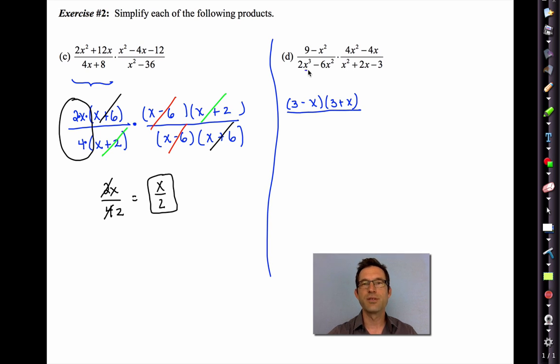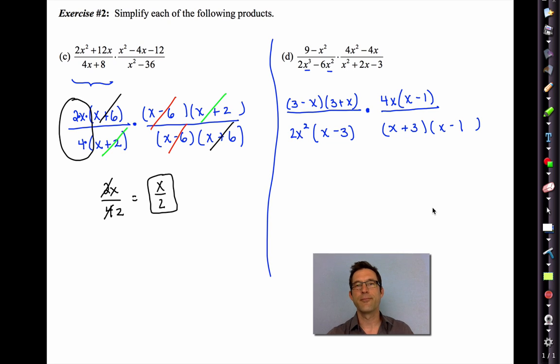In the denominator, this is interesting because we've got an x cubed and an x squared, so we can actually factor 2x squared out of both of those, leaving me with an x minus 3 times. In the numerator here, I can factor a 4x out of both this and this, leaving me with x minus 1. And in the denominator, I factor that using a little guess and check. I believe it's x plus 3 and x minus 1.